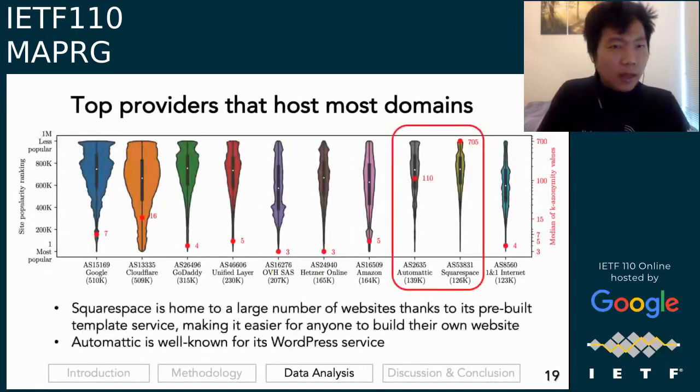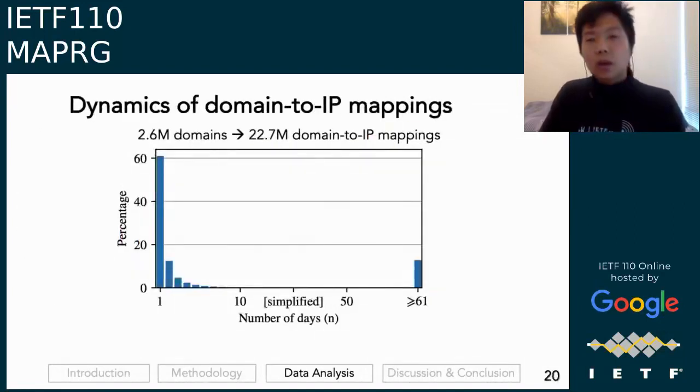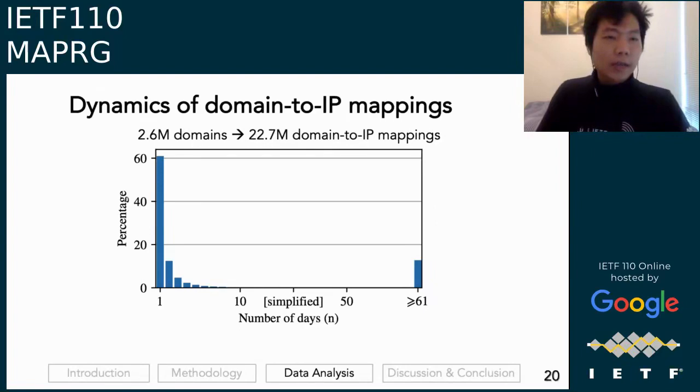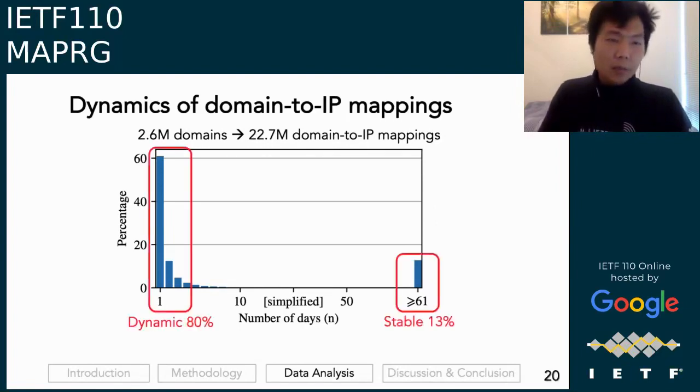So let me skip this slide. Okay, so let's go to the dynamics of domain to IP mapping. We conducted our measurements over a 2-month period, and we see that there are 22.7 million domain to IP mappings, and 80% of them are very dynamic, which means they survive for only 4 days, and only 13% of them are stable.